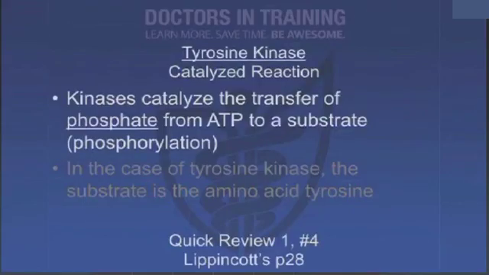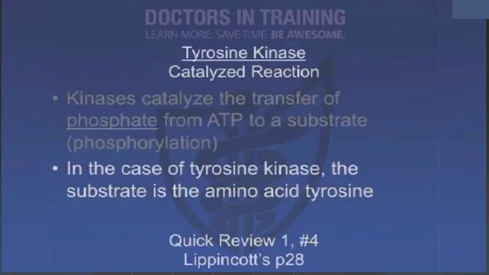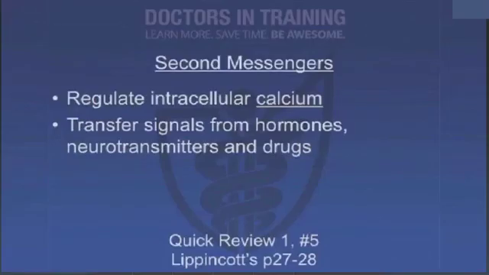Kinases catalyze the transfer of phosphate from ATP to a substrate. This is called phosphorylation. In the case of tyrosine kinase, the substrate is the amino acid tyrosine. What do second messengers, namely inositol 1,4,5-triphosphate and diacylglycerol, do? Well, they regulate intracellular calcium, and they transfer signals from hormones, neurotransmitters, and drugs.